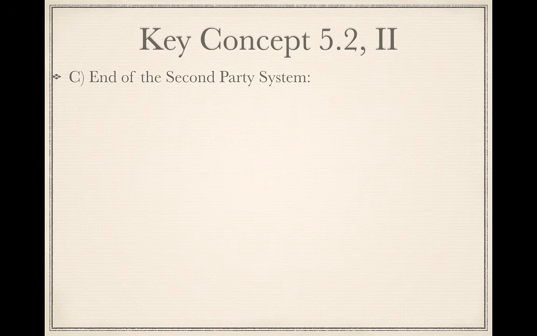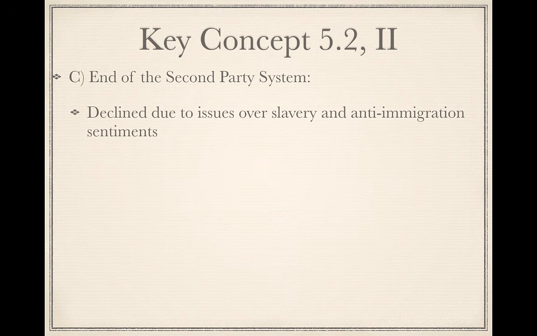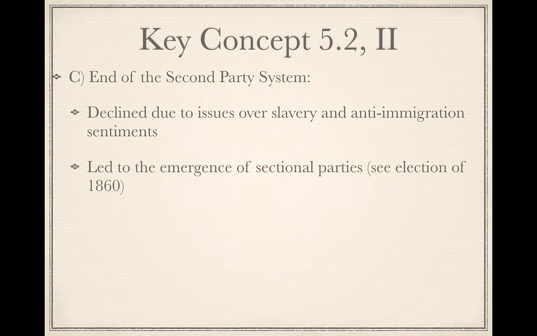So we have the end of the second party system. The Whig Party ceases to exist. And this occurs due to issues over slavery and anti-immigration sentiments. Again, keep in mind that Know-Nothing Party that we talked about in the last key concept video. This will lead to the emergence of sectional parties. We'll see this in the election of 1860 in just a moment.